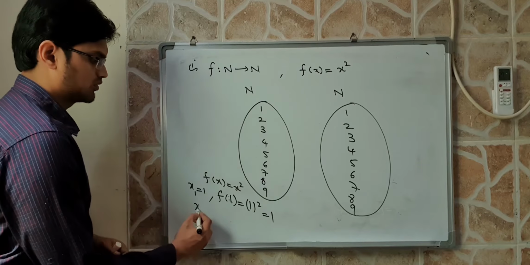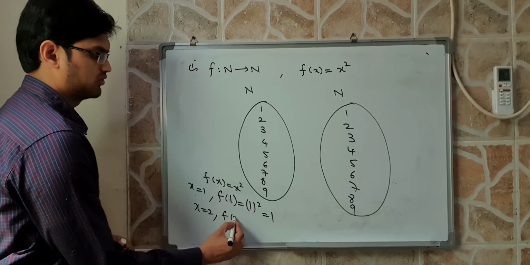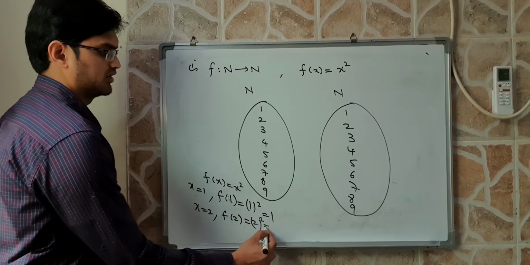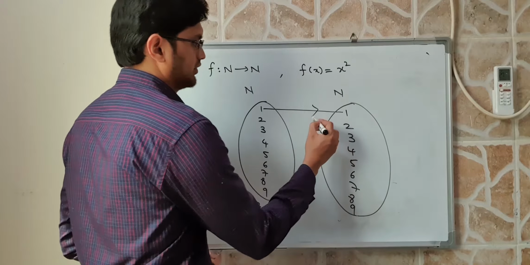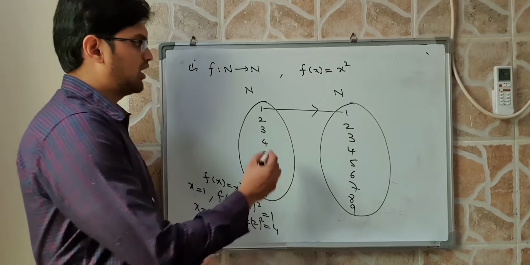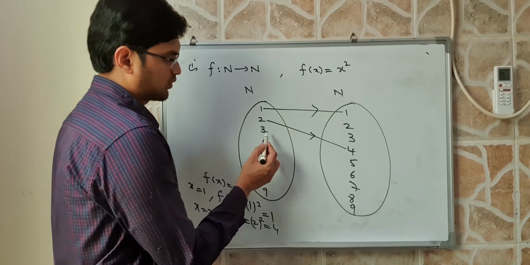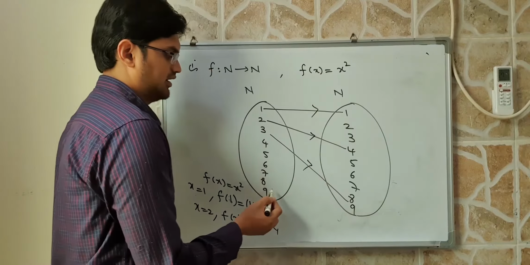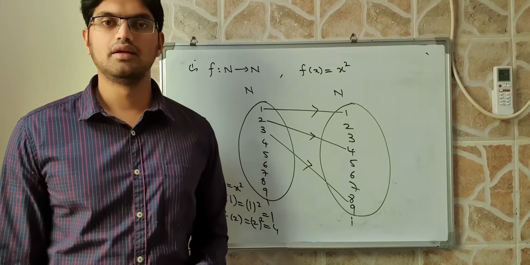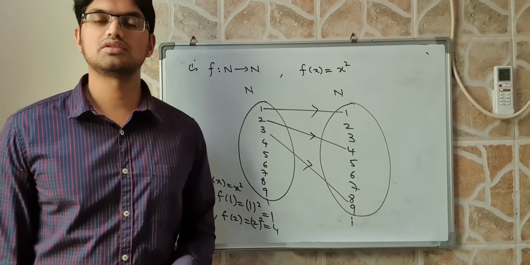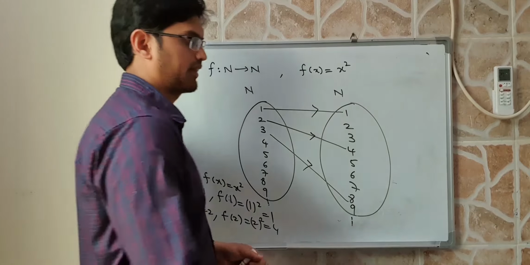When x is 2, what will happen? f of 2 will be equal to 2 square, which is 4. So how is the mapping going on? 1 maps to 1. 2 maps to the square of 2, which is 4. 3 maps to the square of 3, that is 9. And this continues. Now based on this function, let us check the injectivity and surjectivity of the function.